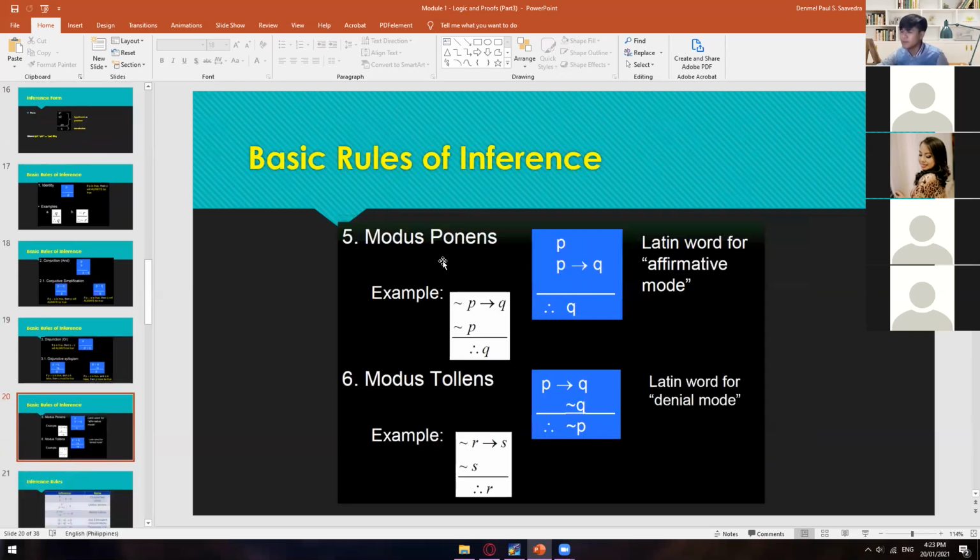All right, so we have another two rules of inferencing here. We have the modus ponens and then the modus tollens. Modus ponens is a Latin term meaning affirmative mode, and modus tollens means denial mode. Okay, so modus ponens first. Initially our value of P is already true, and then we have another hypothesis here, P conditional Q.